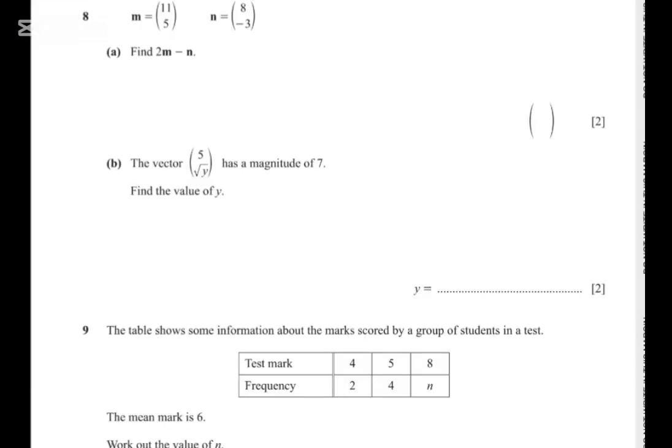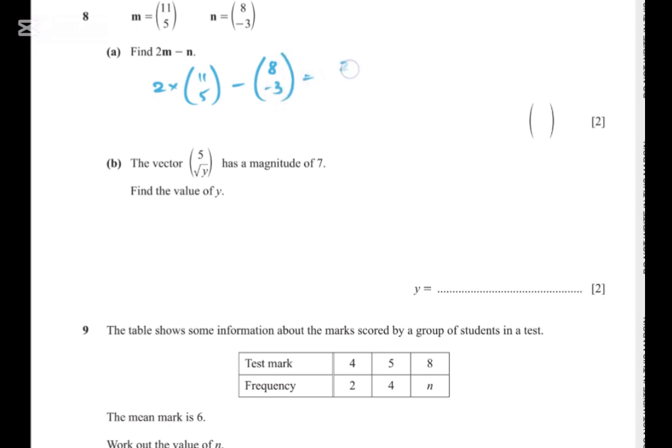Question number 8. M is equal to the vector (11, 5). N is equal to the vector (8, -3). The two vectors are given here, M and N. Question A. Find 2m minus n. To find that, do 2m, 2 into (11, 5), minus n, which is (8, -3).